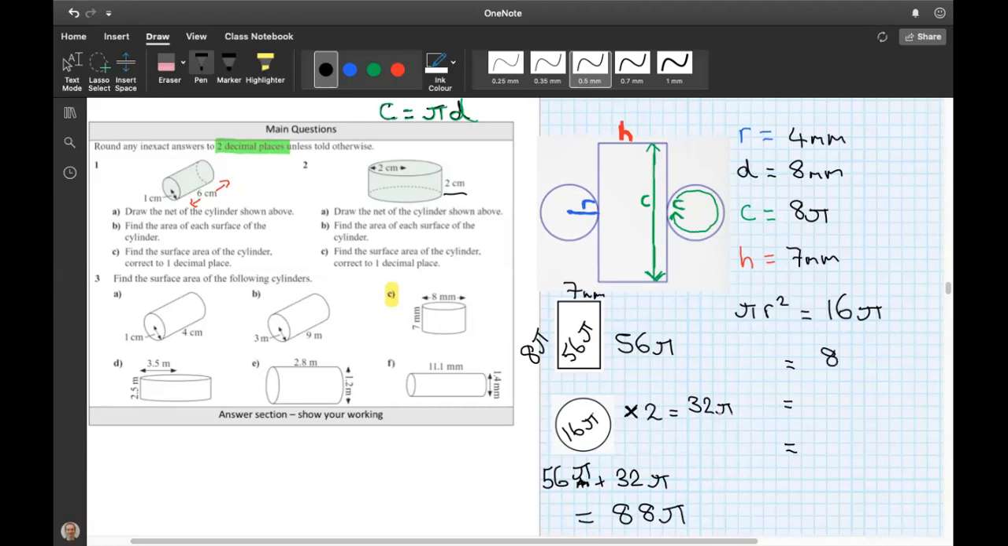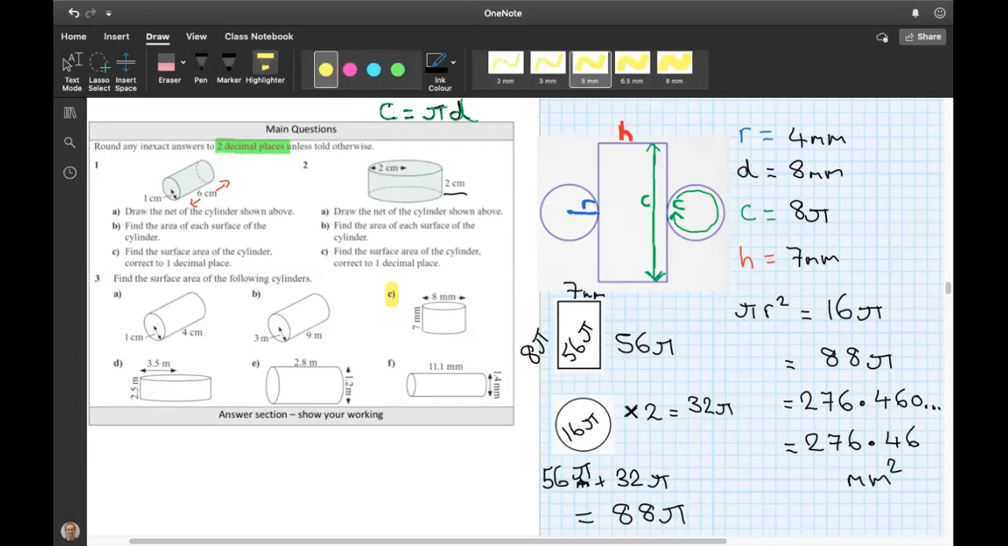We now need to find its numerical value, so 88 pi. Press the SD button on your calculator and you get 276.460... We just want 2 decimal places again, so it's going to be 0.46. Our units this time were millimeters, so for the total surface area, it will be millimeters squared. And that was question C, 276.46 millimeters squared.